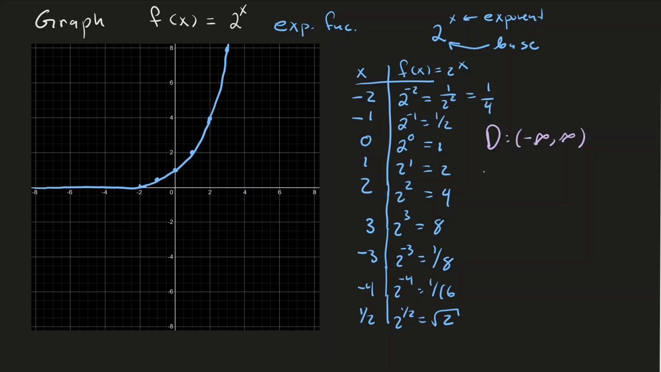Next, the range. The range is 0 to infinity. There's no number you can plug in to get 2 to the x being equal to 0. So this is due to 2 to the x is equal to 0 has no solutions. And 2 to the x is always going to be some positive number. It can never be 0, so no matter what I plug in, this is going to be positive. 2 to anything is going to be a positive number.